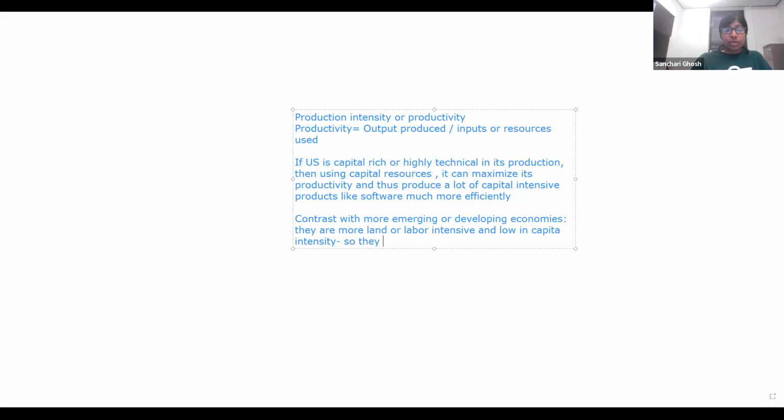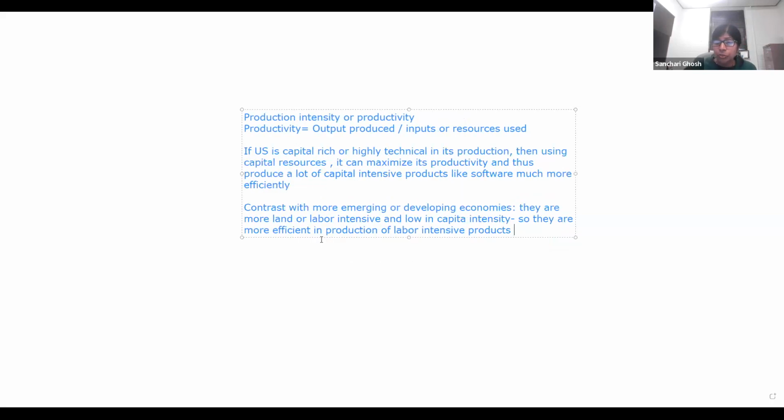So they are more efficient in production of labor-intensive or land-intensive products. Okay, labor or land intensive, whatever you believe. Some countries also, apart from the United States, have vast amounts of land. So let's take the Middle East, with vast amounts of oil resources. They are producing it efficiently and also exporting it.